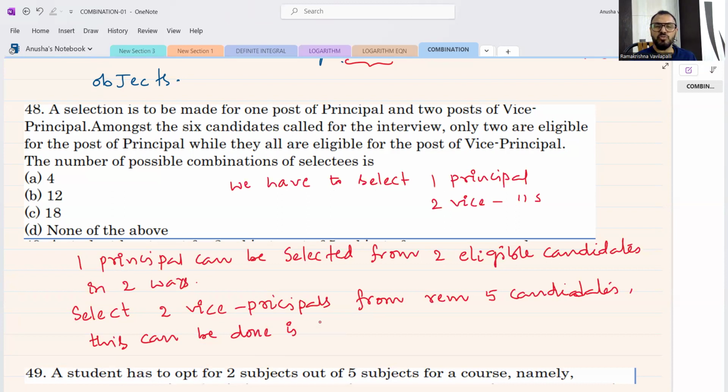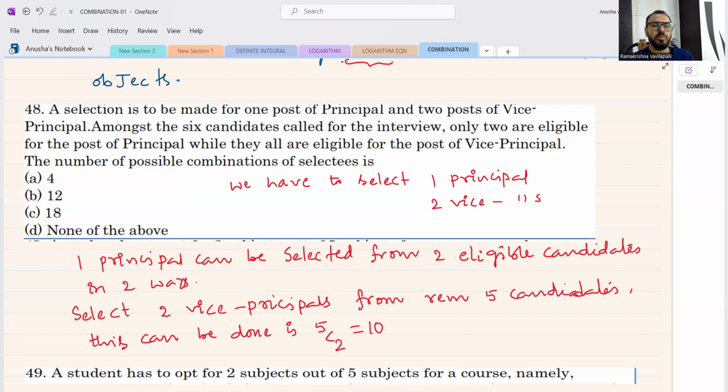We have to select 2 members from 5 candidates. This is 5C2, which is equal to 10. A principal post can be selected from 2 eligible candidates in 2 ways, and 2 vice principals from the remaining 5 candidates can be selected in 5C2 equal to 10 ways, because whoever is eligible for principal is also eligible for the post of vice principal.